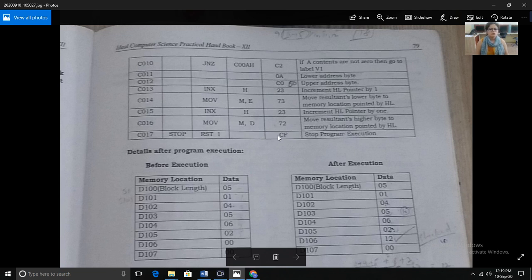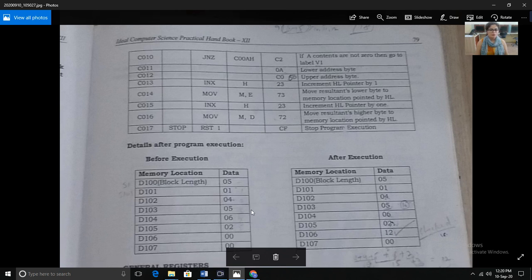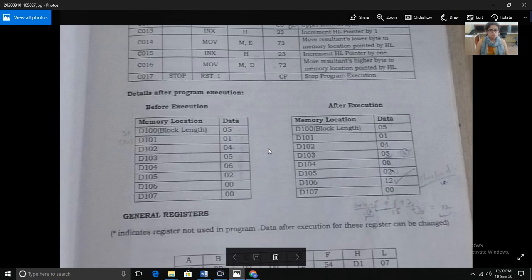So students, with this we have completed the third program. Now we will check the output. This is the before execution part, and this is the after execution part. Before execution means this is the data that we give as input to the microprocessor. This process is the same as we use in C++ programming: we give some inputs and we check the output according to the inputs. Similarly, these are the inputs that we give to the microprocessor kit, and we will get some output. This is the after execution part.